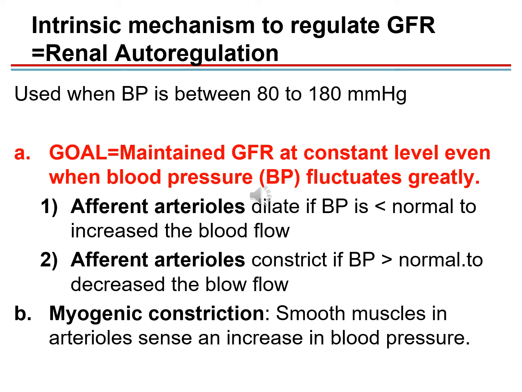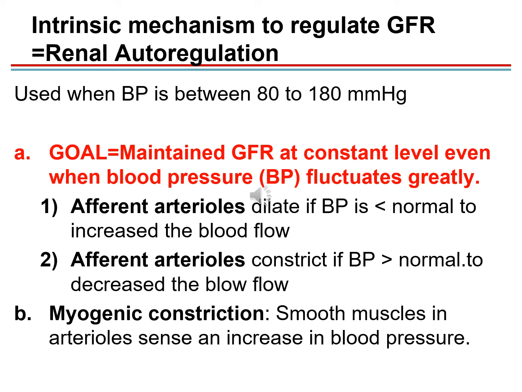If the blood pressure drops below normal, the afferent arteriole is dilated, because there is less blood flow inside the glomerulus. In order to keep the glomerular filtration rate in balance, we vasodilate the afferent arteriole to allow more blood into the glomerulus and more filtration, producing more urine, and the glomerular filtration rate remains at the normal rate.